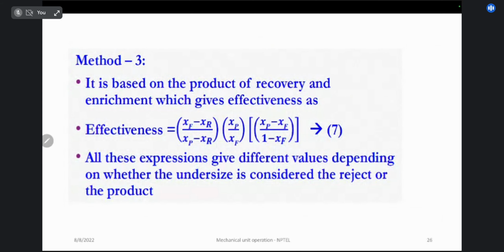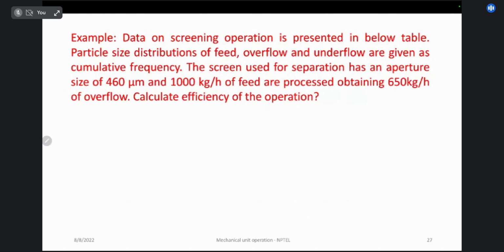And there is one third method also. This third method is based on the product of recovery and enrichment, which gives the effectiveness. It's the same kind of equation. We will just focus on the product of recovery and (xf minus xr), (xp minus xr), xp. So these are all being taught in the lectures. Now we'll see an example on the basis of this.